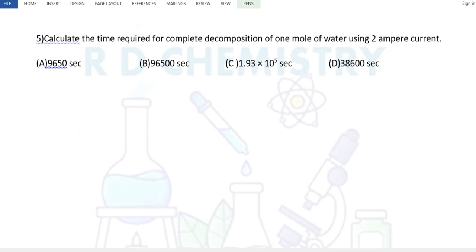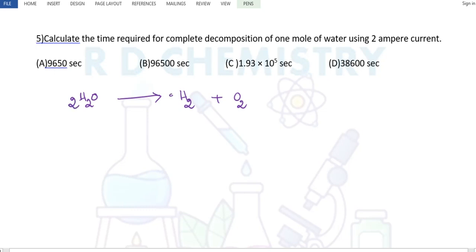Question number 5. Calculate the time required for complete decomposition of 1 mole of water using 2 ampere of current. Let us first write down the equation for decomposition of water, then calculate how many Faradays or coulombs are required. Water, H2O, decomposes completely to give hydrogen gas and oxygen gas. Two oxygens are there on the product side, therefore two water molecules, so 2 here.